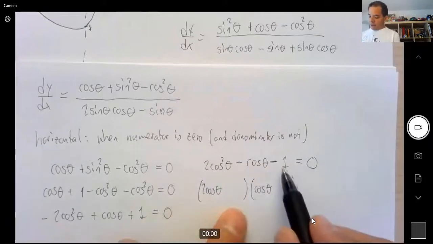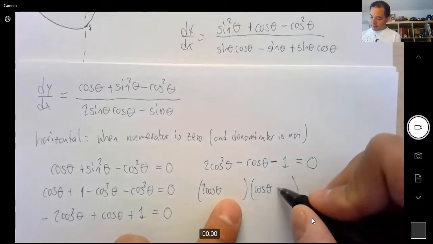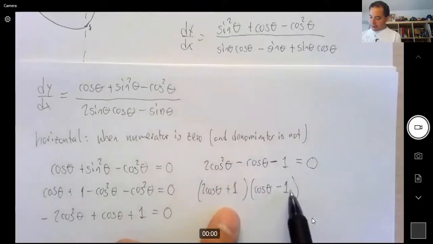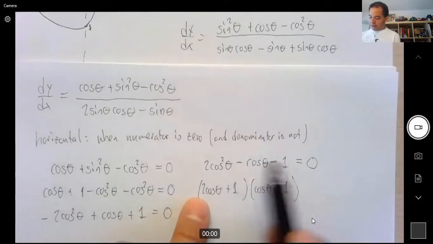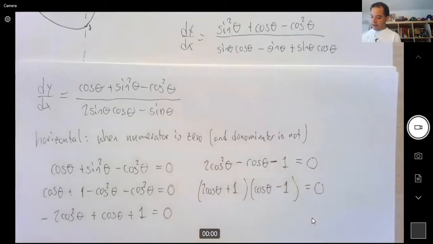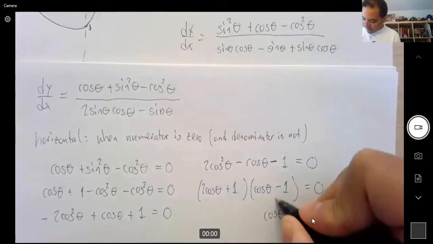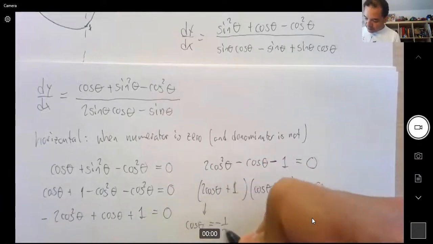And now we're looking for two numbers that multiplied give -1, and such that I get the middle term, and I think it's -1 here and +1 here. That works. Let's check. This would be -1, yes. And then 2 cosine, -2 plus 1, it will be -1, good. And this works too. Great. So then I get two equations here. One of them is cosine theta equals 1. And this one is cosine theta equals -1/2.